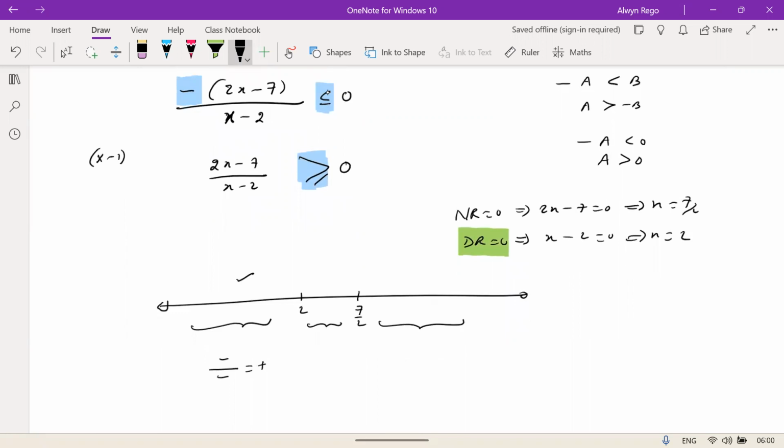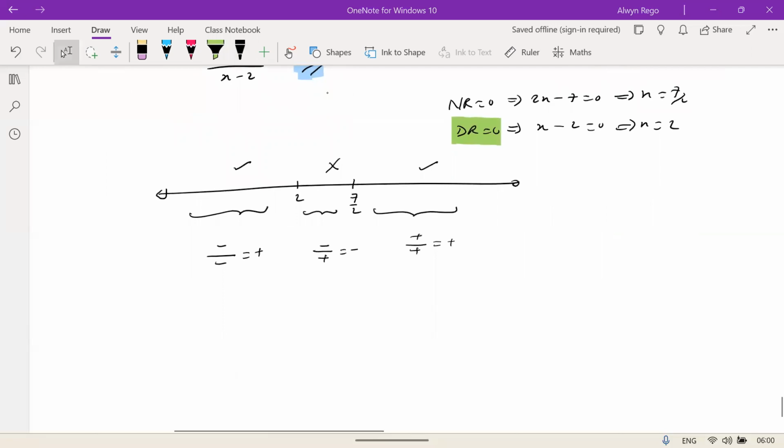Between 2 and 3.5, you can take 3. So 2 times 3 is 6, 6 minus 7 is negative. 3 minus 2 is positive. So you have negative over positive, that becomes negative. So I don't want that. I'm looking for positivity. Let's say you take 100. 200 minus 7 is positive. 100 minus 2 is positive. So you have positive here. You'll find that the value is more than 0.